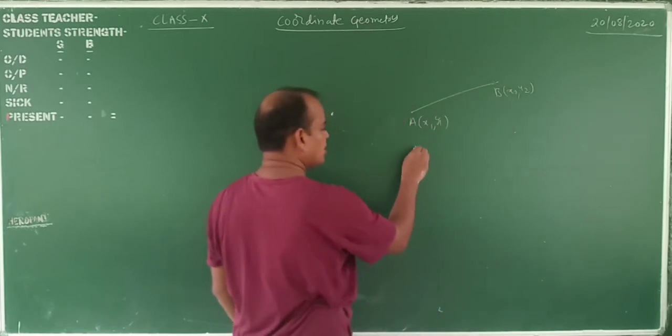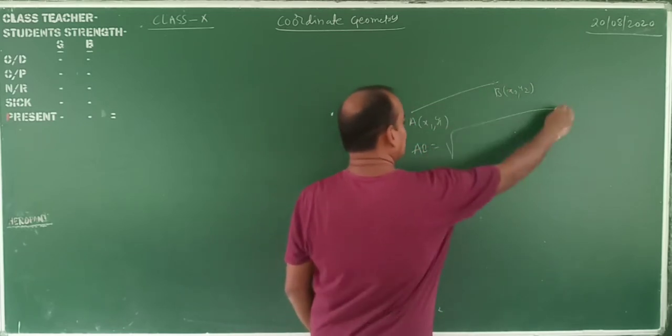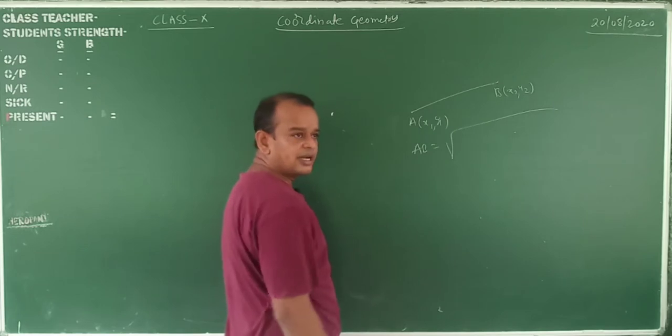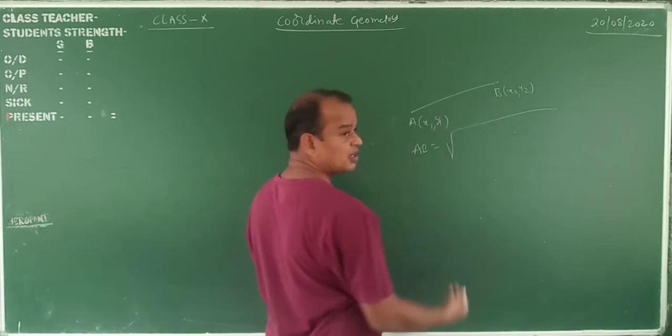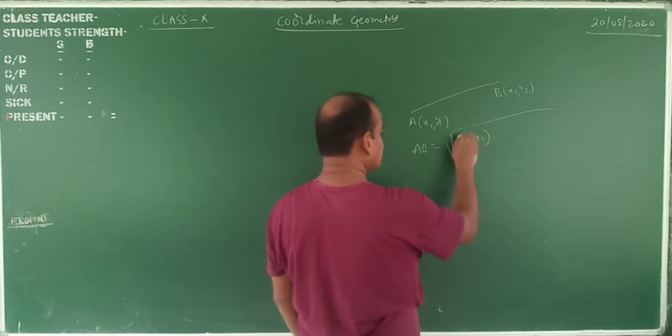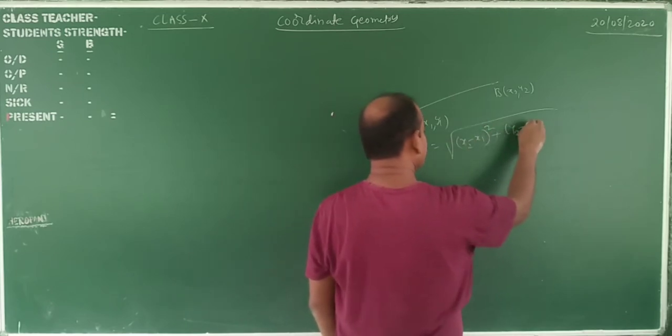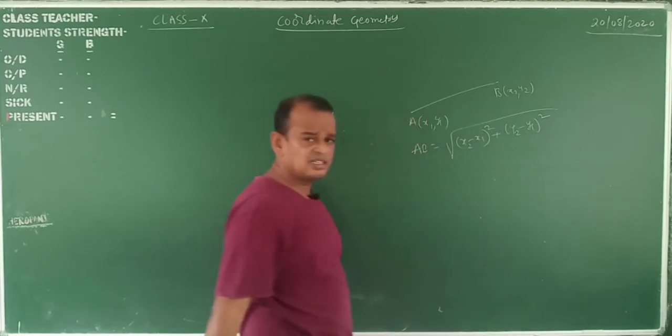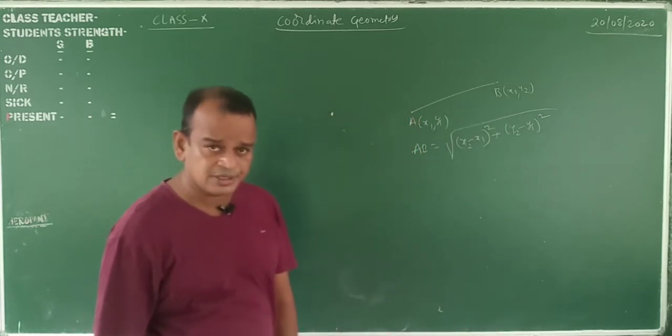What is the formula? AB is equal to root over the difference of the x coordinates, x2 minus x1 or x1 minus x2. You write any one, no problem at all. x2 minus x1 whole square plus y2 minus y1 whole square. This is the distance between the 2 points.